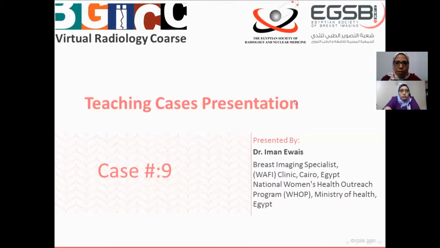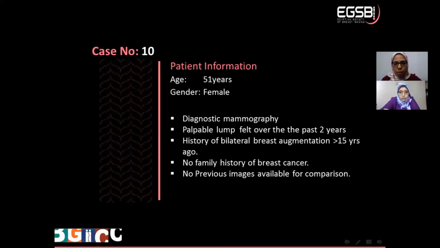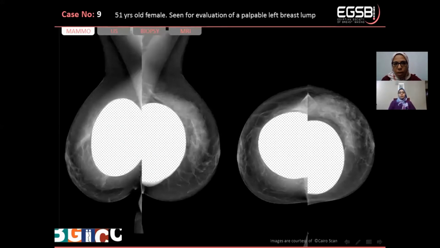Thank you, my dear colleague Dr. Iman, and my professors. I'm presenting for you a 51-year-old female patient. She's a very interesting case. She presented for a diagnostic mammography for a palpable lump in her left breast. She said that it has been there for 2 years. She had a history of bilateral breast augmentation 15 years ago, and she reported no family or personal history of breast cancer. We performed mammography immediately for her.